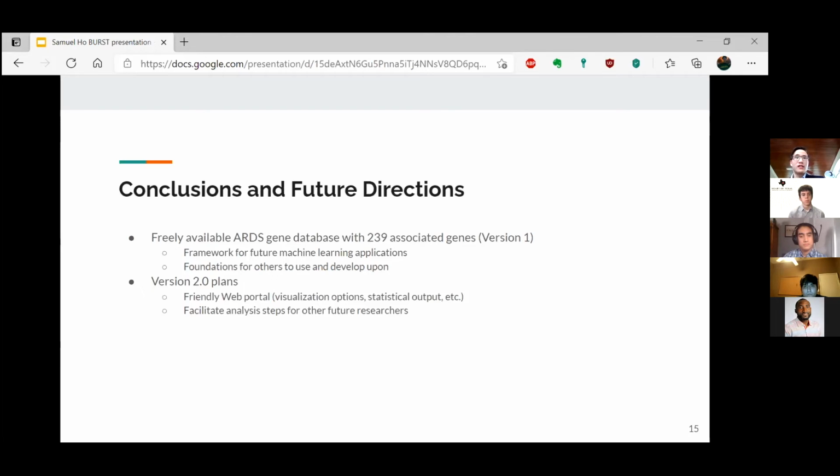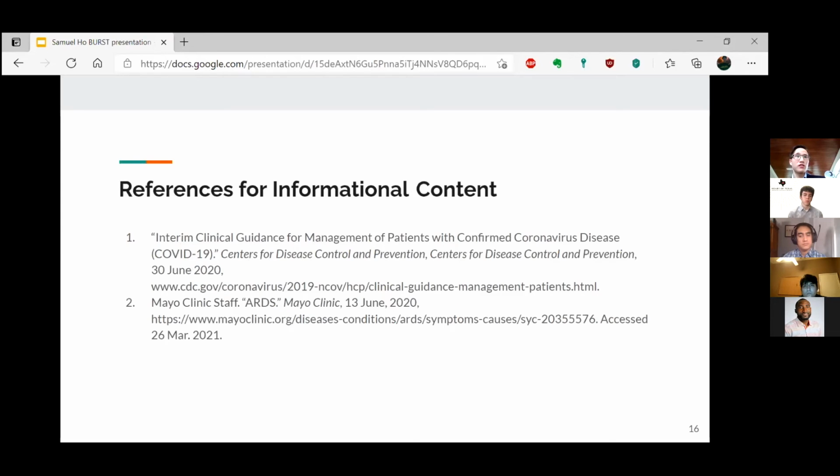But in short, just as an example, a teammate and I are currently working on using random forest algorithms to further investigate the links between the ARDS genes that we found in our database and patient data sets. In addition, we also have hopes to create a second version, in that we may have a friendlier web portal with better visualization options to help future researchers with ease of access in their data analysis and data research.